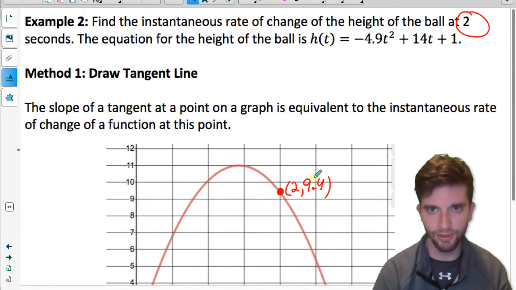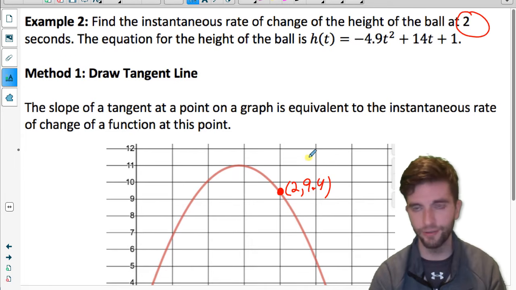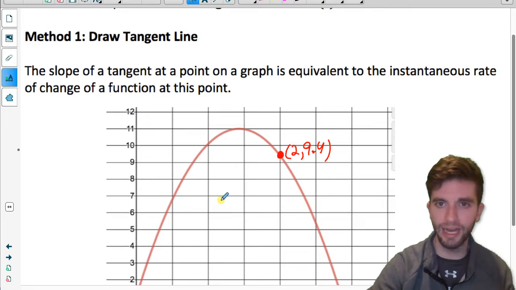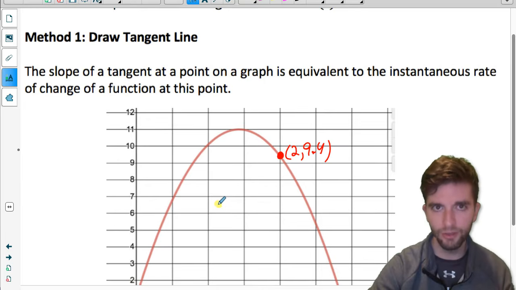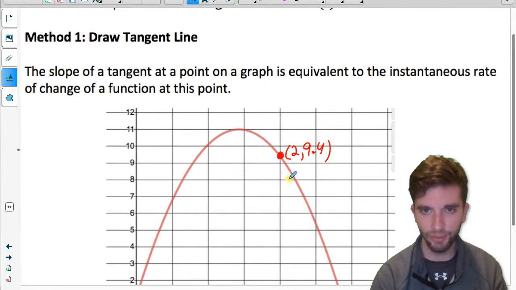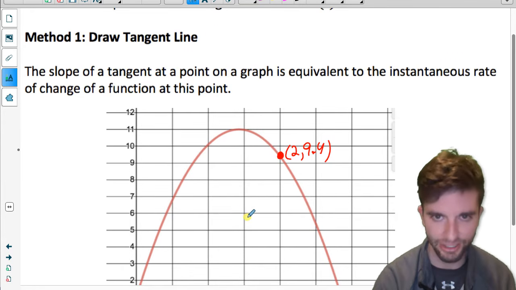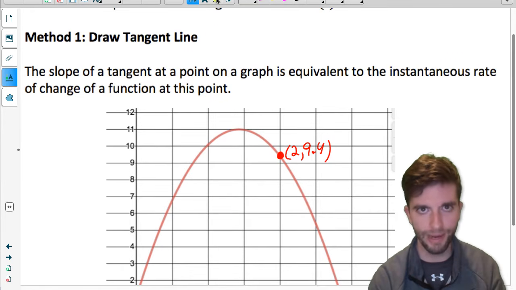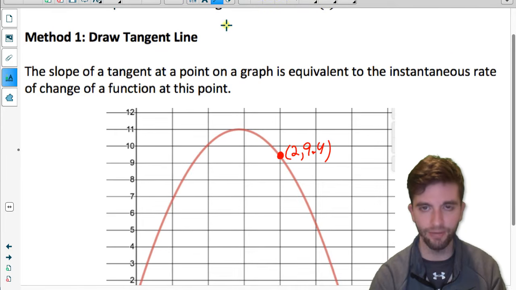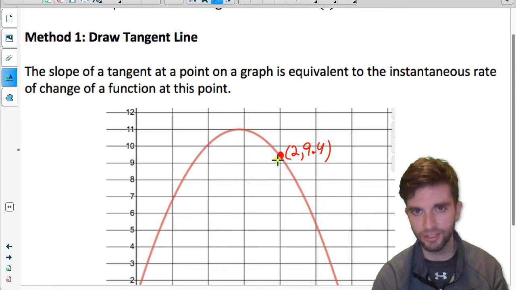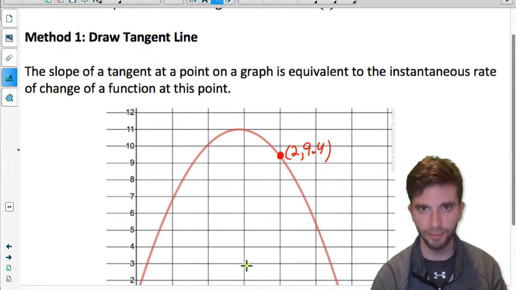So we could calculate this 9.4 value by plugging in 2 for time in that equation. So I know the height of the ball at 2 seconds, but I need to know how the height is changing with respect to time at that single point. Well, you might say it's not changing at all, but remember, we could represent the rate of change of the height of the ball at that one exact point with the slope of a tangent line that touches the function at that one exact point.